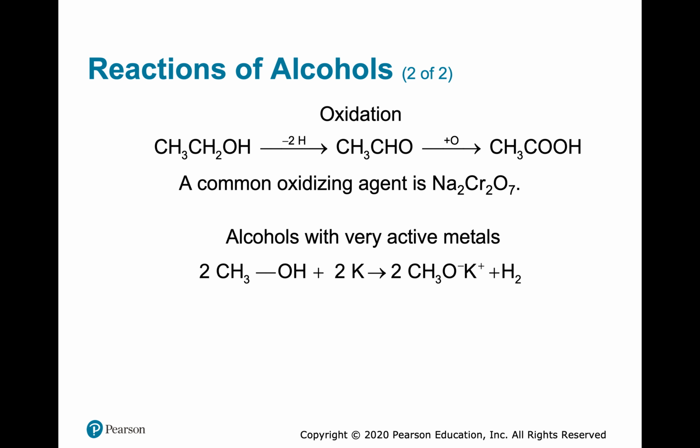So you can oxidize things. A common oxidizing agent is sodium dichromate, usually mixed with sulfuric acid. One of the definitions of oxidation is to remove hydrogen or to add oxygen. And our liver does this quite a bit too. So you have ethanol, you can rip hydrogens off of it to form acetaldehyde, and then you can oxidize it further to form acetic acid. And actually, alcohol poisoning typically is from acetaldehyde.